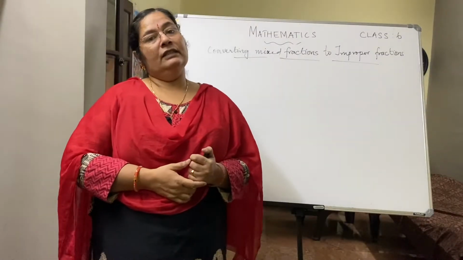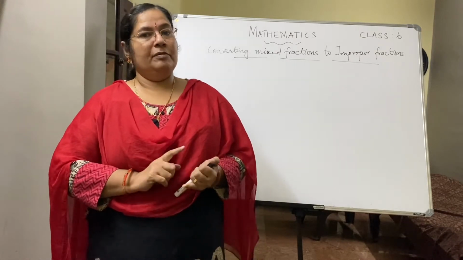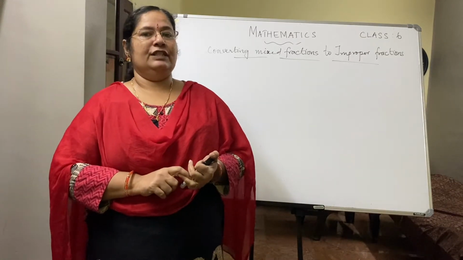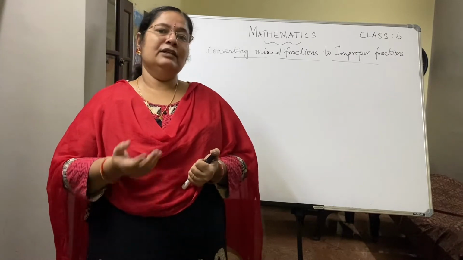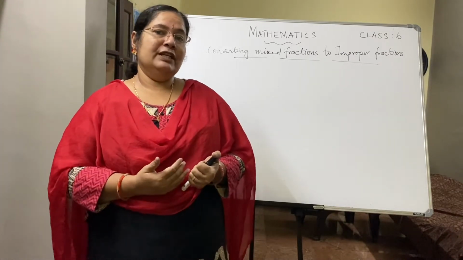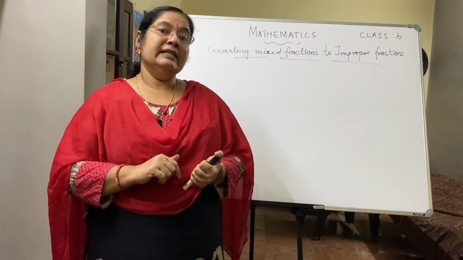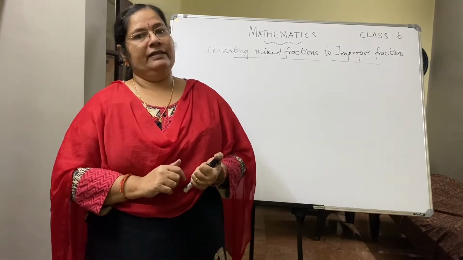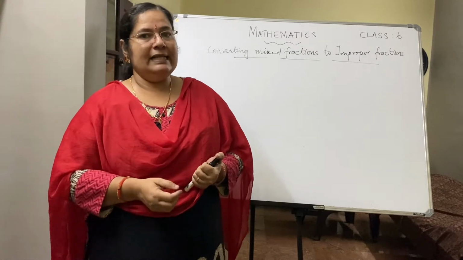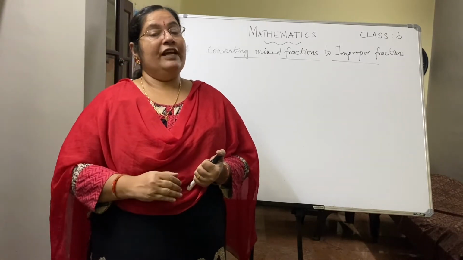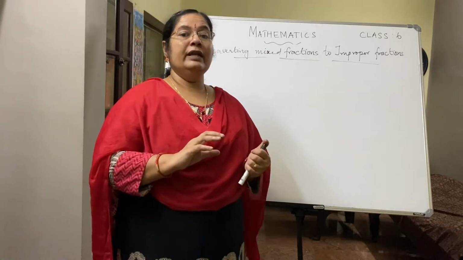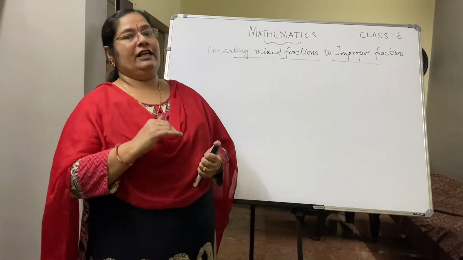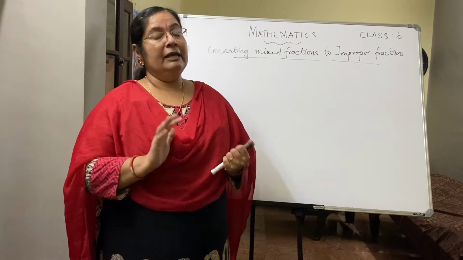Now we have learned what proper fractions, improper fractions and mixed fractions are. Proper fractions are fractions whose denominators are greater than the numerator. Improper fractions are fractions whose numerators are greater than the denominators. That is, the denominator will always be less than the numerator. And what is a mixed fraction? A fraction which is a combination of a whole number and a proper fraction.